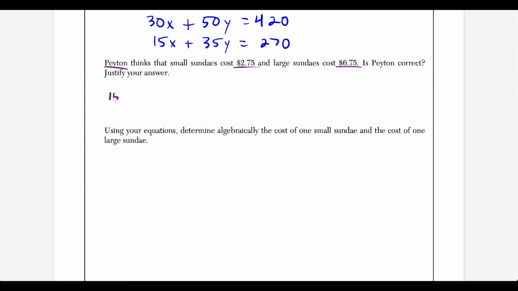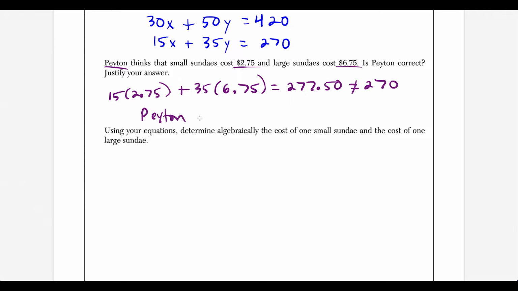So now let's record this result. We have 15 times 2.75 plus 35 times 6.75, and this was equal to 277.50. But now let's make the statement here. This is not equal to 270, so we could say Peyton is not correct. For this one, we don't have to write a because it just says justify your answer, which means we need mathematical evidence to say why Peyton is not correct. But this answers the second part of this question.